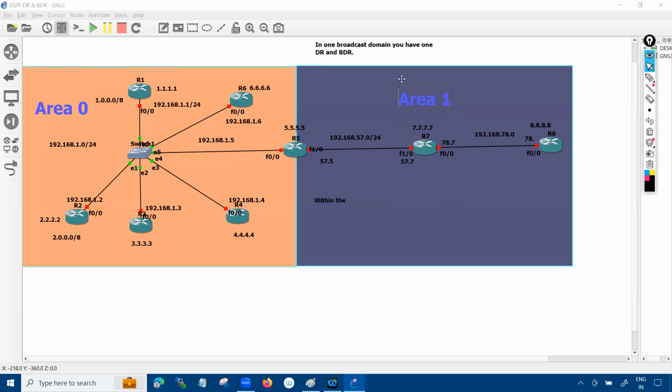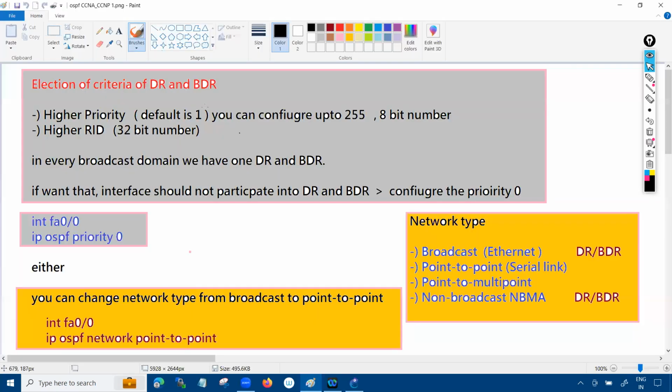Hey guys, welcome back everybody. So what we have done, if you guys remember, we have covered the concept of the DR and BDR here. We have seen what is the difference between the EIGRP and OSPF routing protocol. If you compare with EIGRP, it doesn't have any concept of the DR and BDR. That's a beauty part in the OSPF protocol. So we have a DR and BDR, and by default it will go with the higher priority. If the priority gets tied, then what happens? By default it will take the higher router ID.